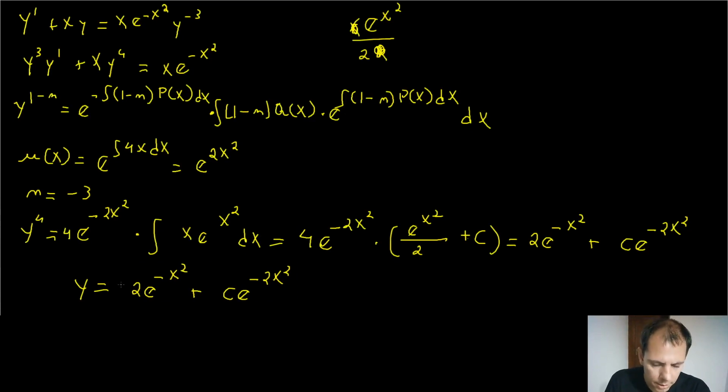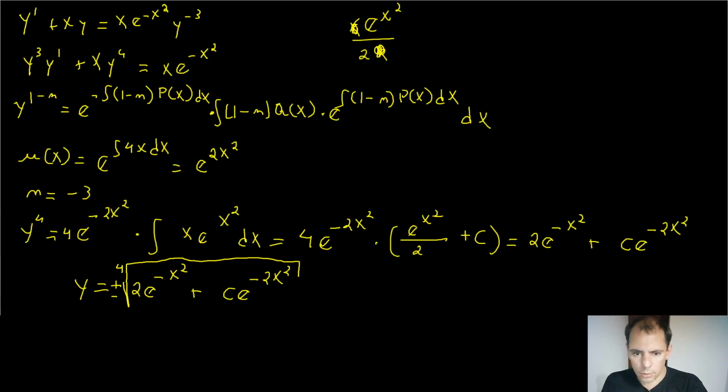Because the index is even, it's got to be plus or minus, not the square root, but the 4th root. So I'm going to put this thing in here, and there's going to be a 4. So y equals plus or minus the 4th root of 2 times e to the minus x squared plus c times e to the minus 2x squared. That's the general formula of this equation here.